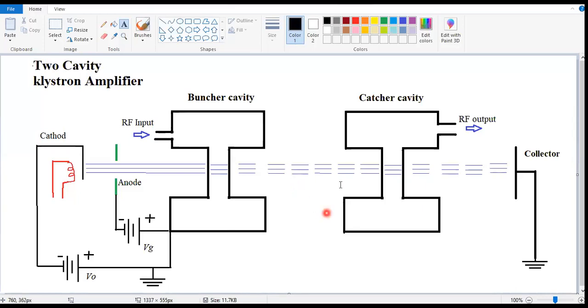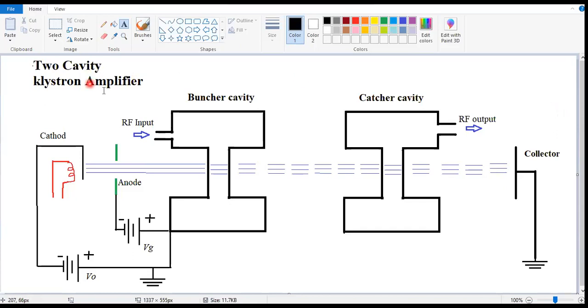These numbers are given at a frequency of 10 gigahertz. In general, these numbers let you understand how much power the two cavity klystron amplifier can generate. It will generate a power of around 500 kilowatt and a pulse power of up to 30 megawatt.